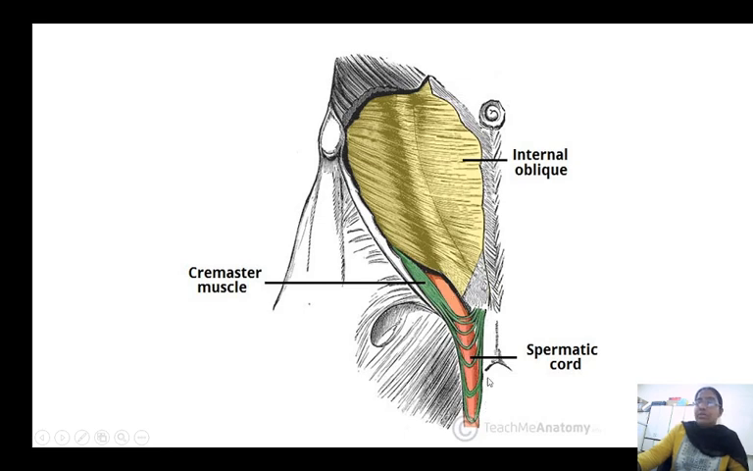This cremaster muscle consists of a superficial set and a deep set of muscles forming loops and getting inserted into the scrotum.